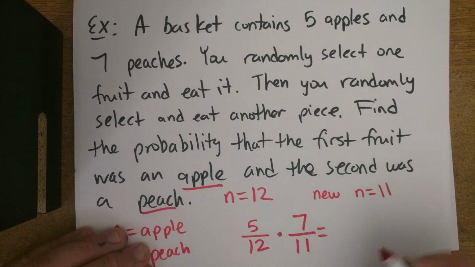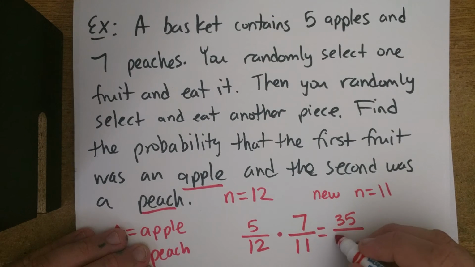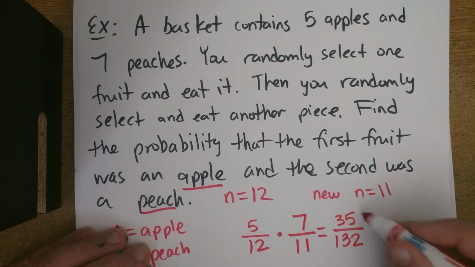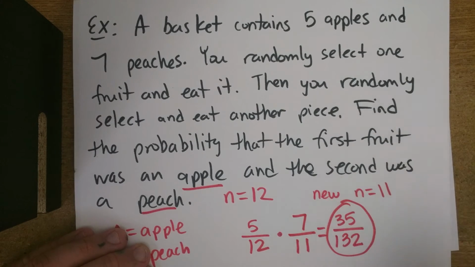We're going to go ahead and multiply this. 5 times 7 is 35. 12 times 11 is 132. It turns out that this does not reduce, so that's your probability.